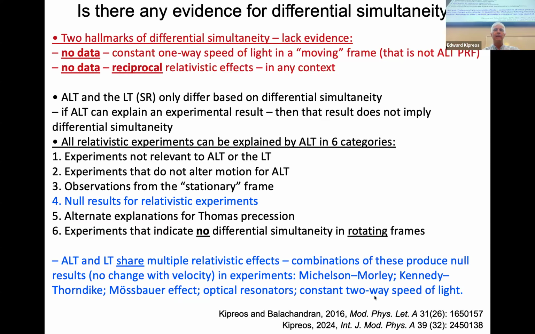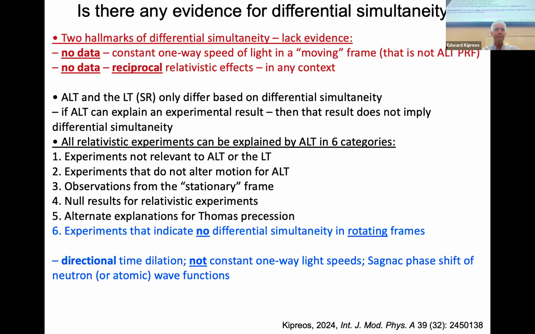So like the constant two-way speed of light, you only need to have time dilation and length contraction. But optical resonators, you need four of these effects to produce a null result. But all of these were shared by both of them. So both ALT and the LT explain why these null results don't happen. I mean, why they always happen as a null result.